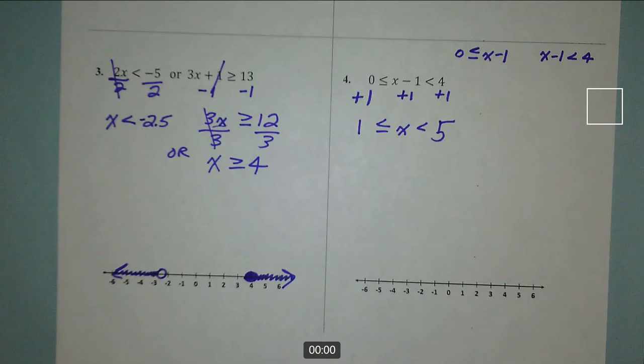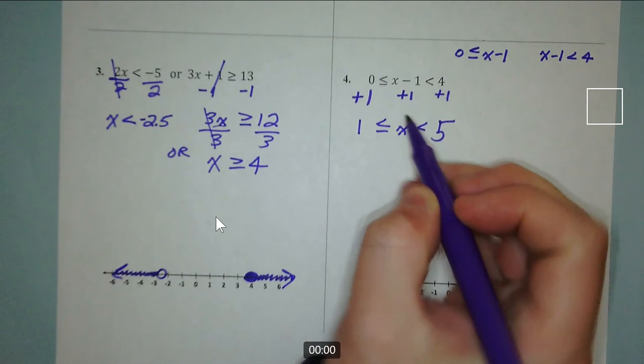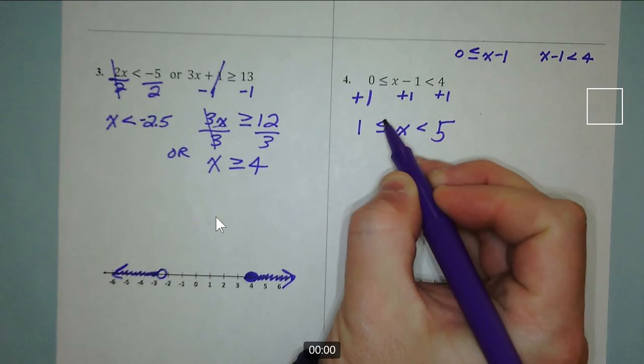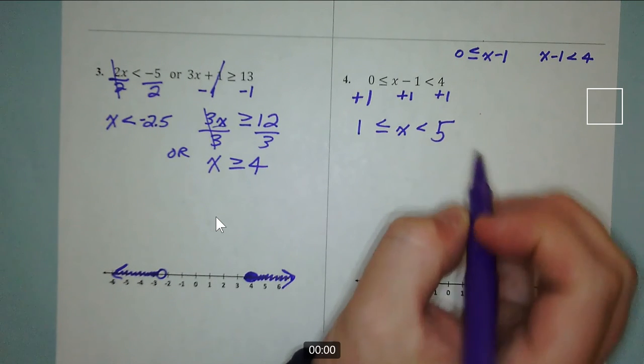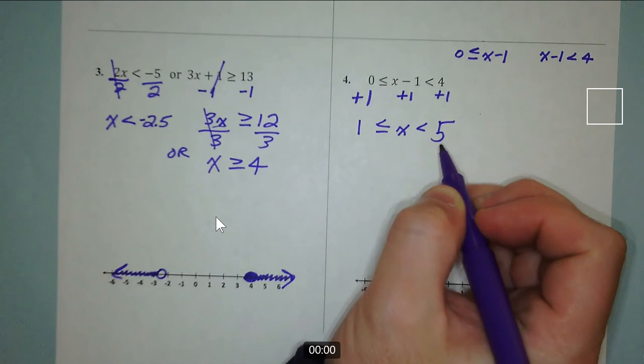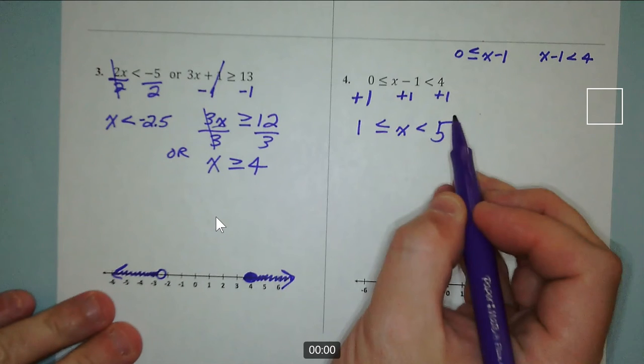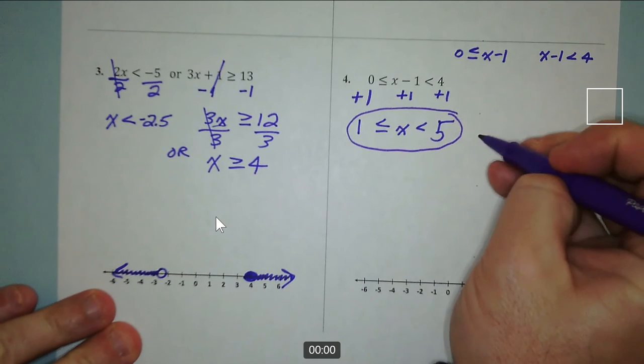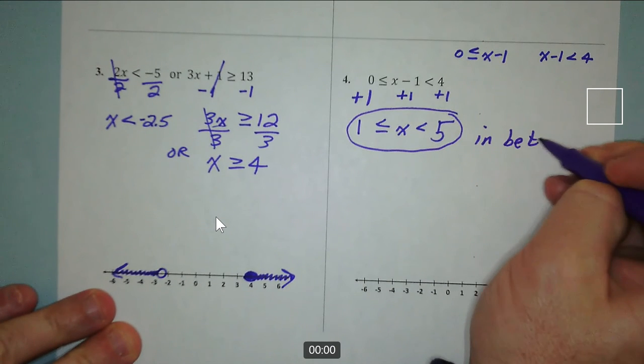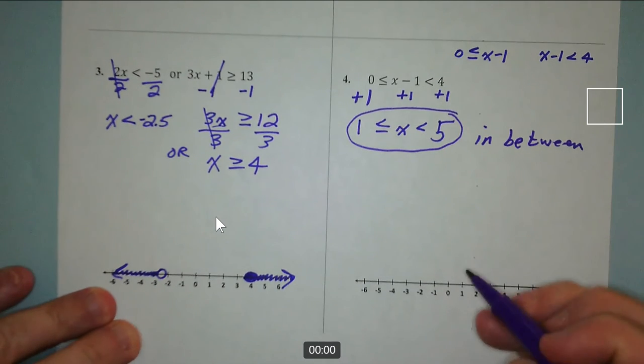All right, gang, I'm back. So that didn't take much to get x by itself. All we had to do was like one thing. But again, remember, technically what this says is x is greater than or equal to 1 and x is less than 5. The word is and. So you have to realize that this is like an in-between type situation.